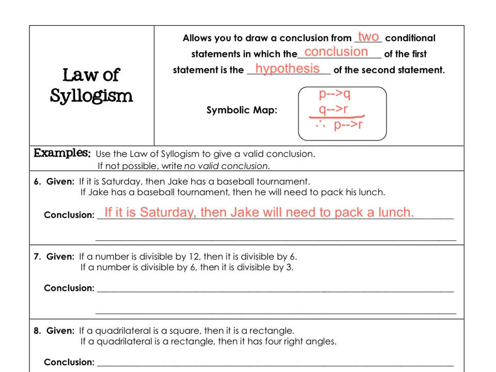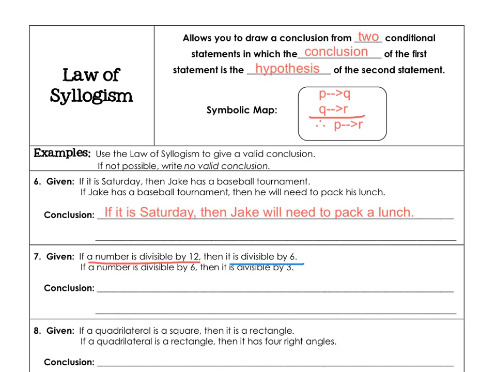All right, looking at number 7, we have if a number is divisible by 12, then it is divisible by 6. If a number is divisible by 6, then it is divisible by 3. So we need to identify our P's and Q's and R's. Our P in this case is, if a number is divisible by 12. Our Q is, it is divisible by 6.